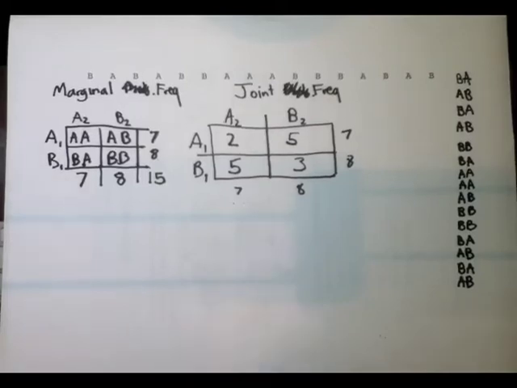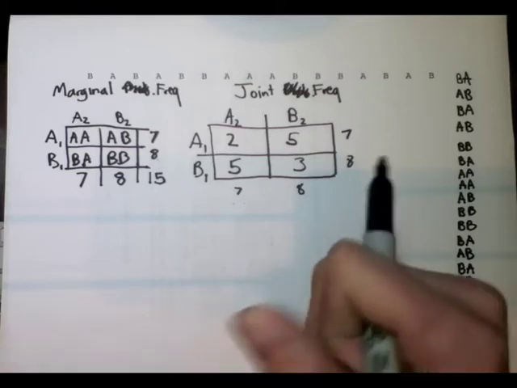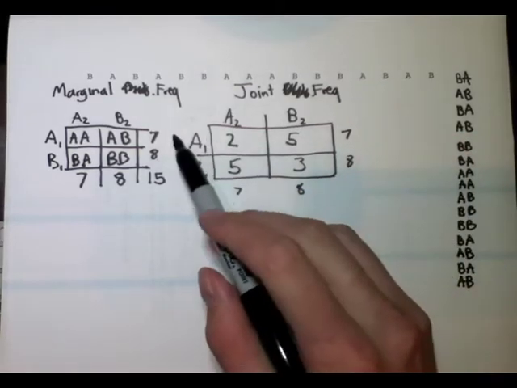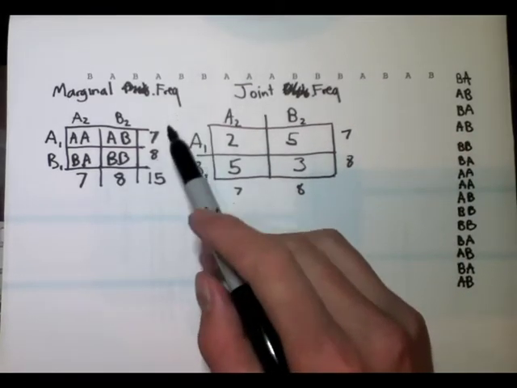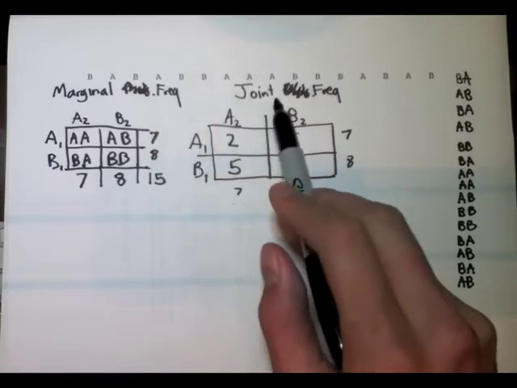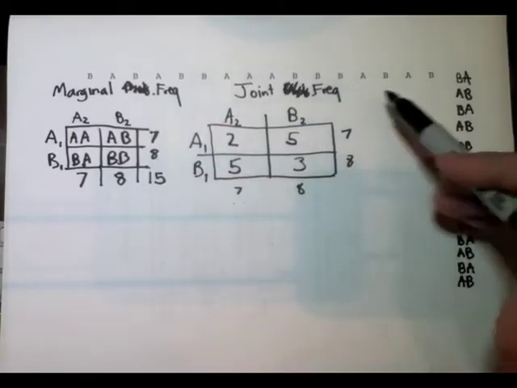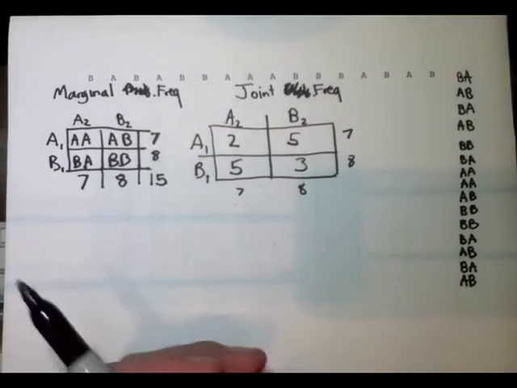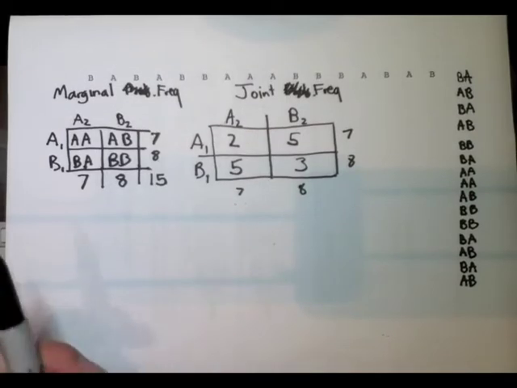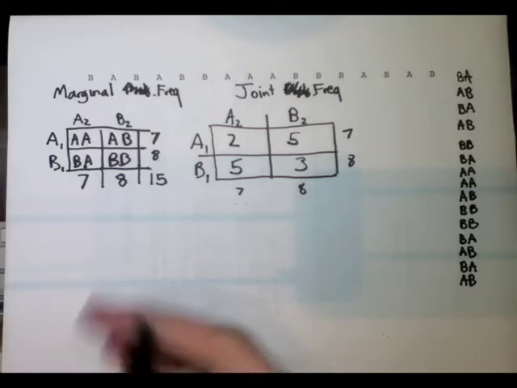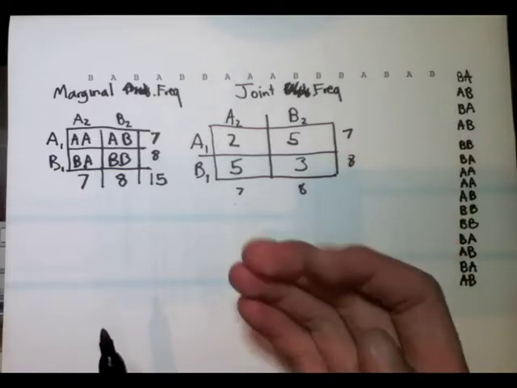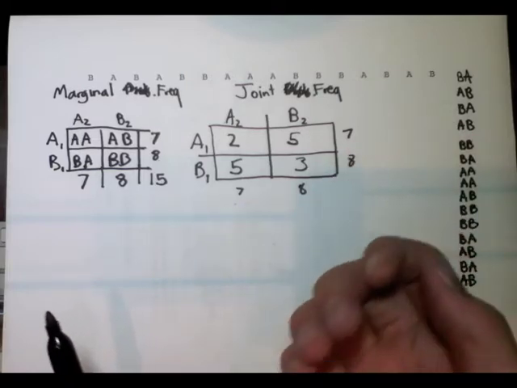All right, so here are our frequencies. These are our probabilities. We've got marginal frequency and joint frequency. And remember, frequency is the number of times something happens. Like if we flip a coin 10 times, we get 5 heads and 5 tails. The frequency is the number 5. The probability is 0.5 or 1/2.